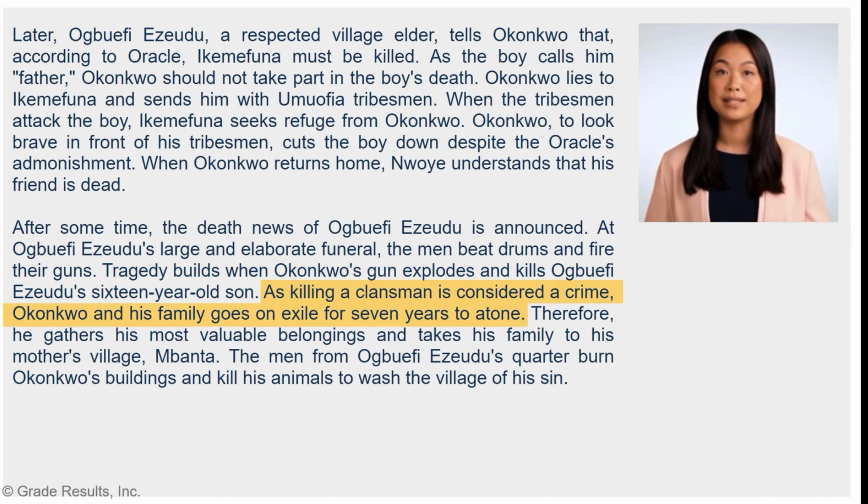As killing a clansman is considered a crime, Okonkwo and his family go into exile for 7 years to atone. Therefore, he gathers his most valuable belongings and takes his family to his mother's village, Mbanta. The men from Ogbuefi Ezeudu's quarter burn Okonkwo's buildings and kill his animals to wash the village of his sin.